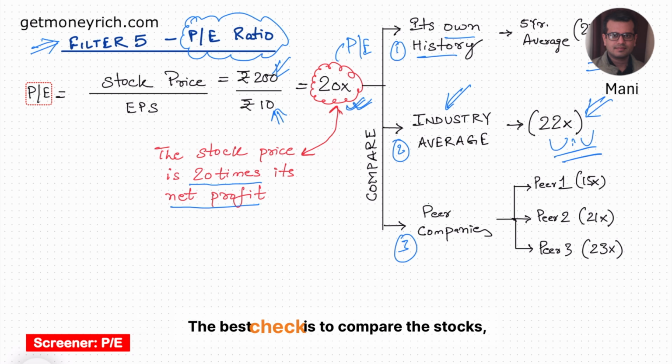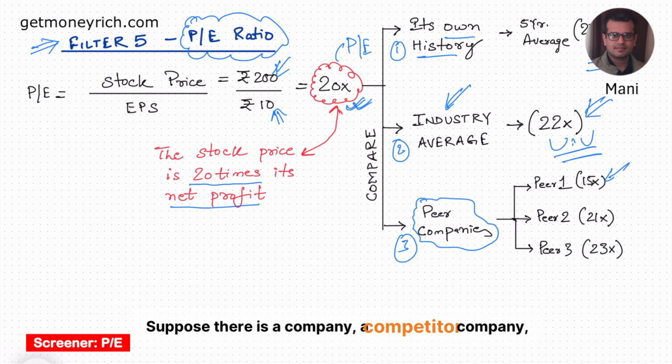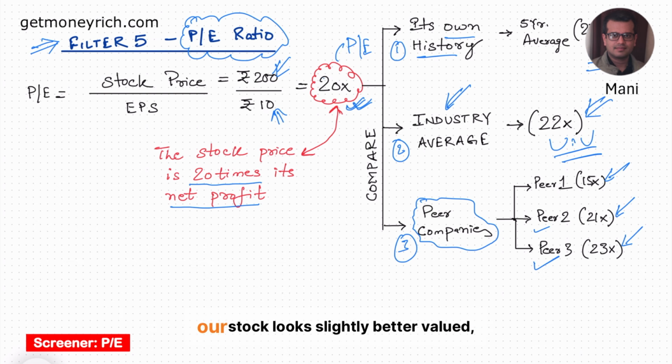The best check is to compare the stock's PE ratio with its peer companies. Suppose there is a competitor company which is trading at a 15x multiple. There is another stock which is trading at 21x multiple, and the third stock is trading at 23x multiple. So you can see, as compared to peer 2 and peer 3, our stock looks slightly better valued, but with peer 1 it looks overvalued.